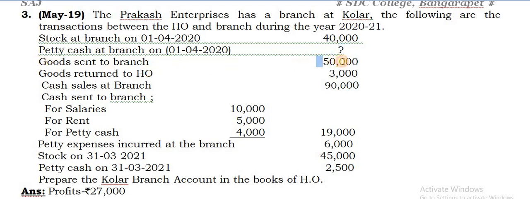Goods sent to branch, take on the debit side. Goods returned to head office, be careful. Return to head office will go on the credit side.